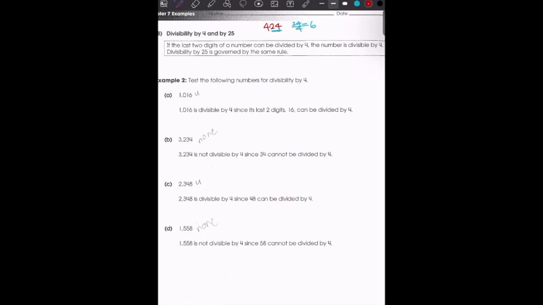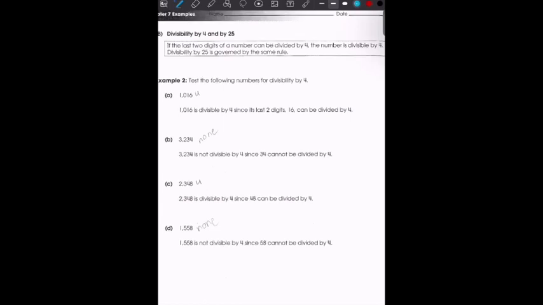Now, the same rule also applies to 25. So if we have the number 175, we're going to look at the last two digits. So the last two digits are going to be 75. And since 75 is divisible by 25, since 75 divided by 25 is going to be 3, we know that 175 is divisible by 25, just by looking at the last two digits. And so we're going to go over some example problems.